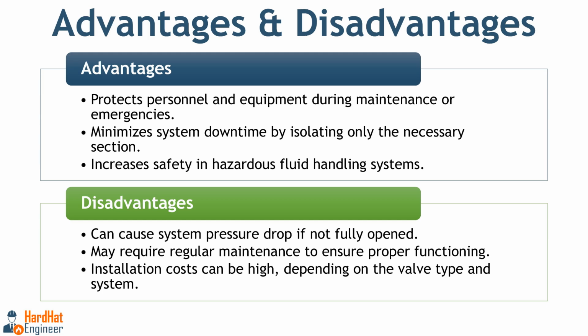In the last section of this video, let's have a look at some advantages and disadvantages. Isolation valves offer several advantages. They protect personnel and equipment during maintenance or emergencies by safely blocking the flow of fluids. By isolating only the necessary section of a system, they help minimize downtime and maintain operational efficiency. These valves also play a critical role in increasing safety, especially in systems handling hazardous fluids.